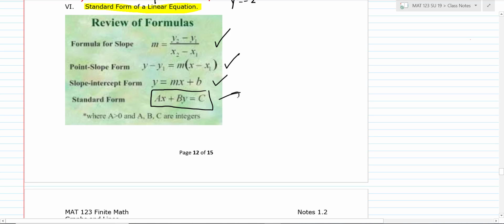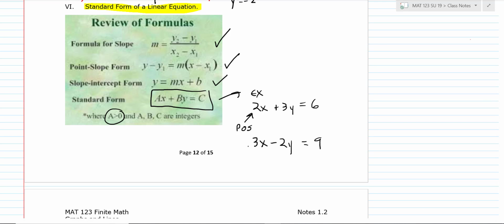An example would be something like this. We had 2x plus 3y equals 6. That's the standard form of a linear equation. Generally, you like A to be positive, so you like that number right there to be positive. Another example would be 3x minus 2y equals 9. It doesn't really matter if this is negative or positive, but the preferred way is to have a positive there. So just think of it really as x and y on the left side and a number on the other side, okay?